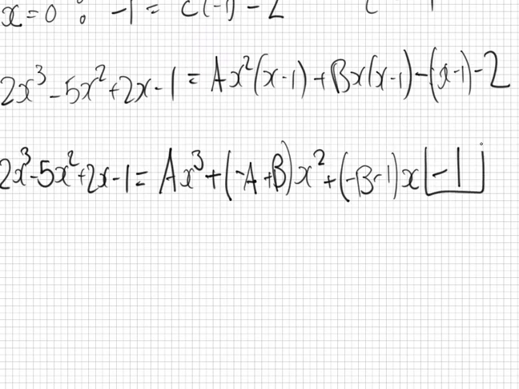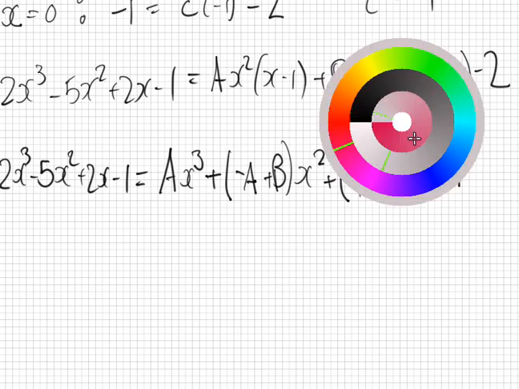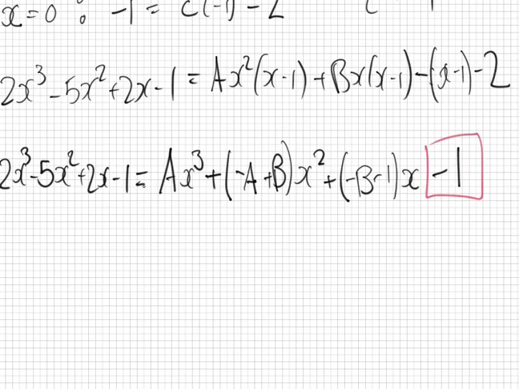Minus 1. Oh, I wanted a different colour. Minus 1 matches up with minus 1, and then all the other ones will match up as well. So here, the A, what would that be? 2. So you can see the A is equal to 2.